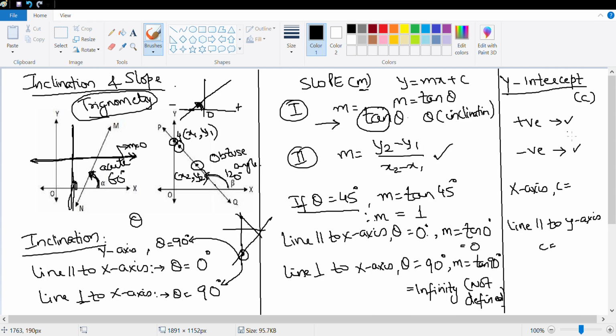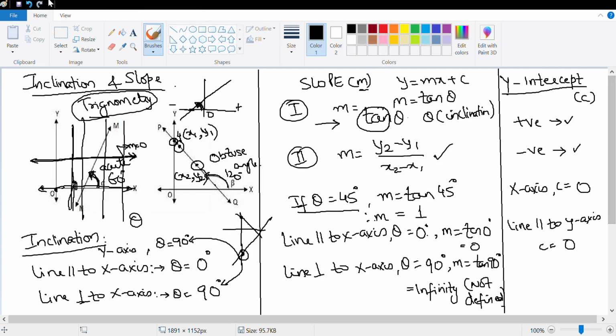When my line is y equal to 0, which means the x-axis, if I'm looking at this axis, what is my y-intercept? Where is it touching the y-axis? It is touching the y-axis at 0, which means for a line on the x-axis, my y-intercept is 0. And for any line which is parallel to the x-axis, the y-intercept is also taken to be 0.